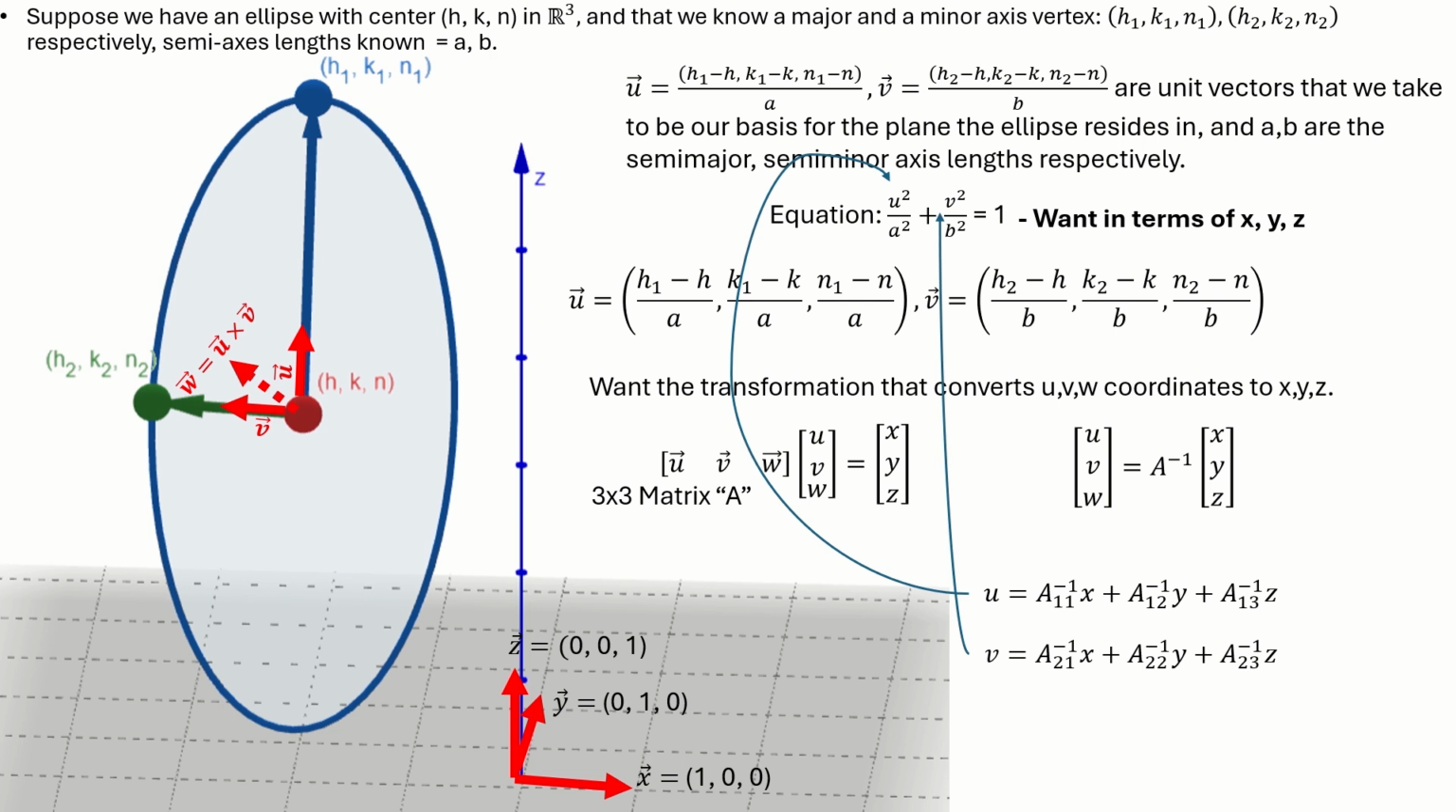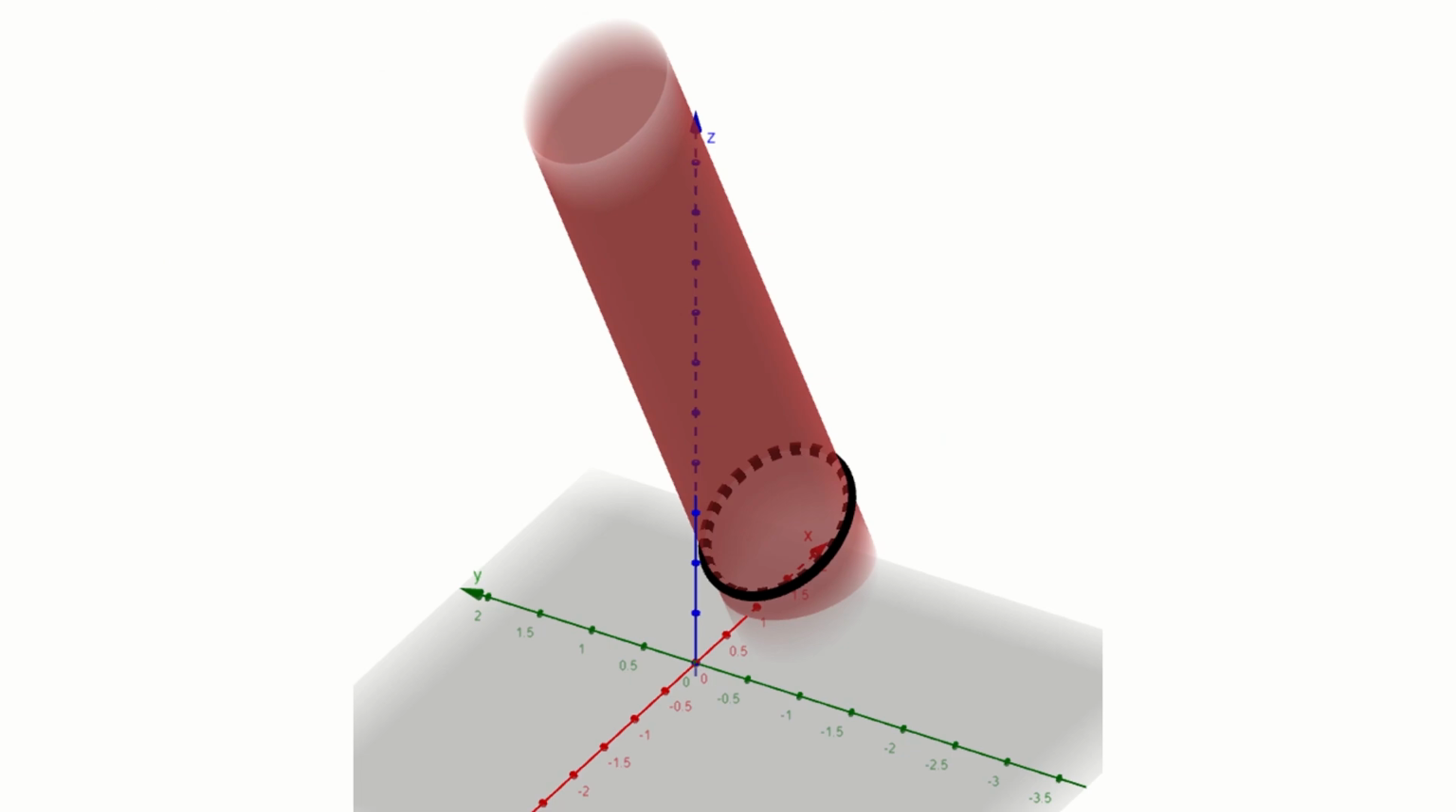Note that W did not appear in the equation for our ellipse in UV coordinates. So in UVW space, our equation really describes a surface and not just a curve. It's the surface we get by dragging our elliptical curve in the W and negative W directions in 3D space. As a result, the equation we get in terms of x, y, and z will also not describe just the ellipse. It will describe a surface in 3D space that contains our ellipse, as seen here.